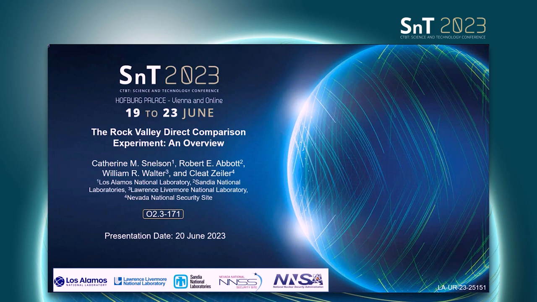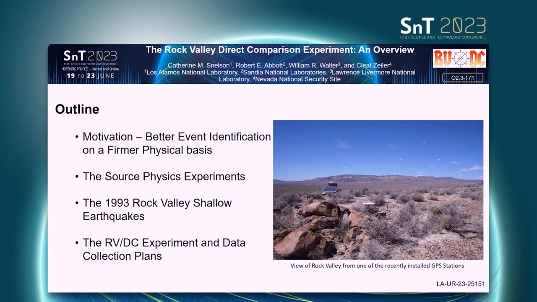The title of my talk is The Rock Valley Direct Comparison Experiment, an Overview. My co-authors I've mentioned before. The outline: we're going to talk about the motivation of what we're trying to accomplish with the project. The Rock Valley Direct Comparison Experiment is the third phase of the Source Physics Experiments, and I'll give a little bit of background on those. Then I'll talk about the 1993 Rock Valley shallow earthquakes that happened on the Nevada National Security Site, which are the motivating factor for this experiment, a nice coincidence that we have this series of shallow earthquakes that we can exploit. Then I'm going to get into the experiment itself.